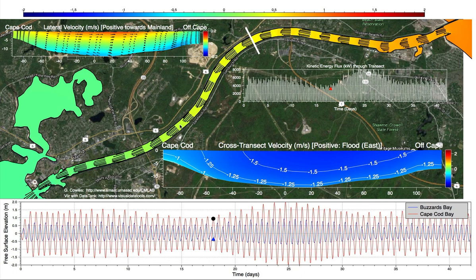The canal features very strong currents, peaking over 2 meters per second. The primary reason for that is surface elevation forcing. It was cut through to connect these two bodies of water, allowing transit through without having to go around the cape where all the shoals are.